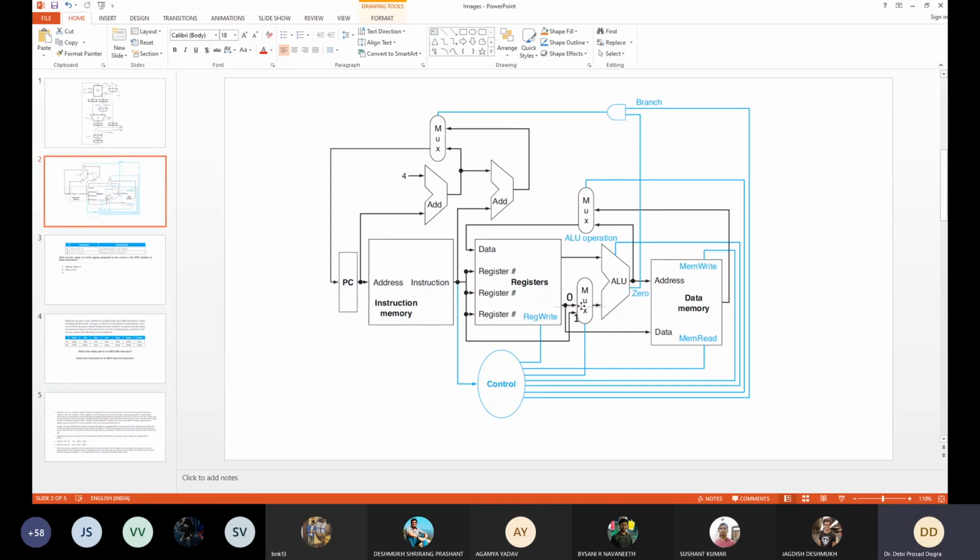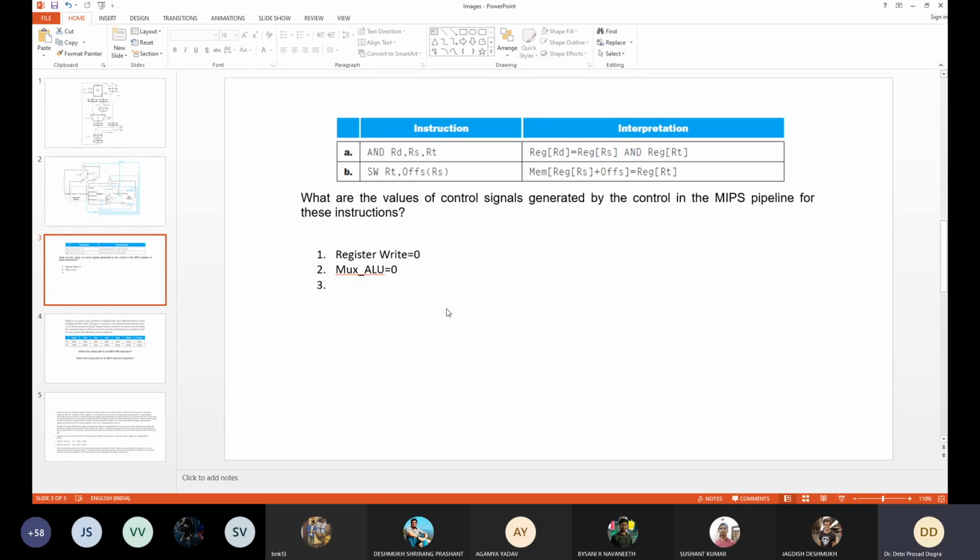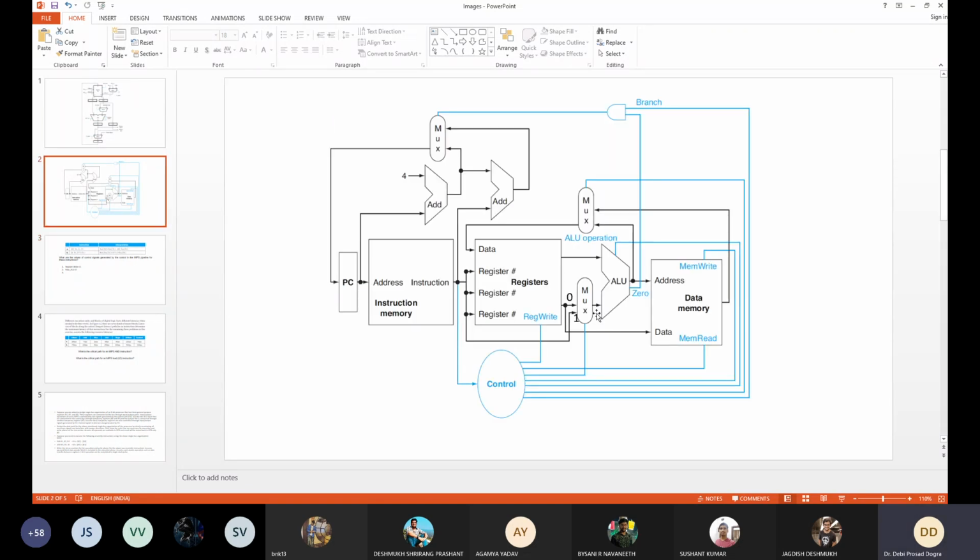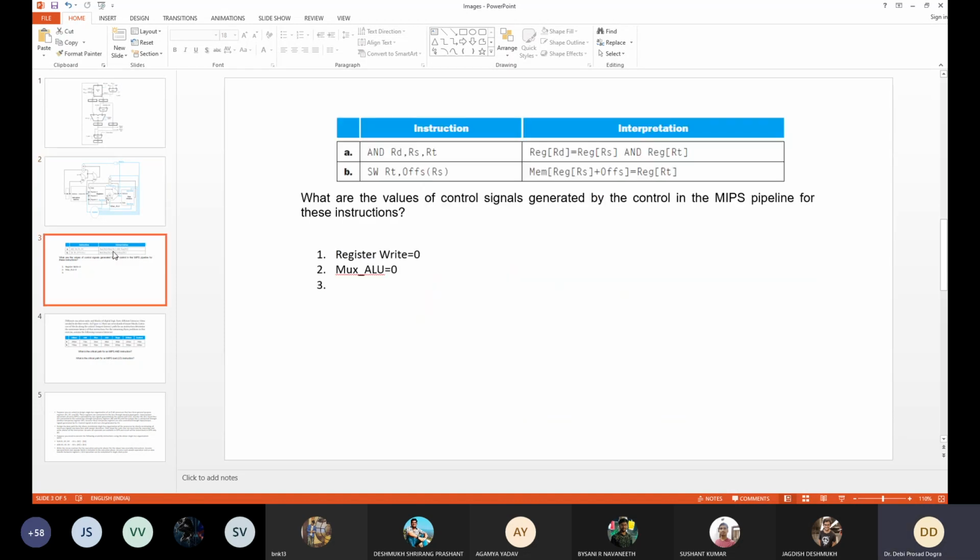So 1 is here. Okay, 0 or 1. So that's why I have written it mux ALU, and this is the multiplexer ALU. I have given this name as multiplexer ALU. The signal is multiplexer ALU signal. Okay. Then let us go to the instruction again.